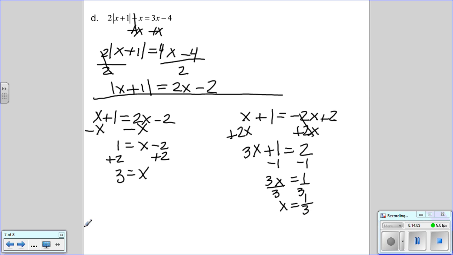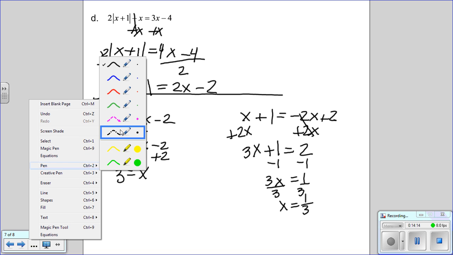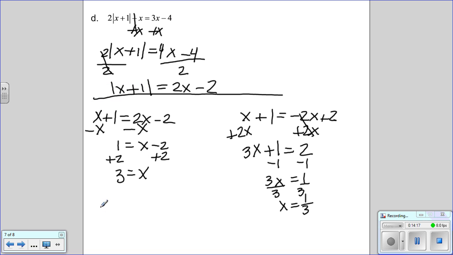Okay? I have both cases solved, but I have to check now. So that's a critical part of your steps here, your problem solving. We need to check our solution. So when you check, you're checking back up into the original form of the equation. So I'm going to start with 2 times the absolute value of, my x value here is 3, so 3 plus 1 minus 3, does it equal 3 times my x value is 3 minus 4.